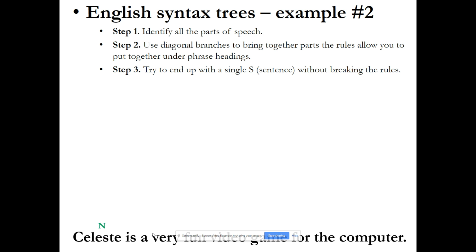So here we go. Celeste is a noun. Is is a transitive verb. I know that because a very fun video game is obviously, like, the video game's a noun, right? That a is a determiner. I can tell immediately there's going to be a noun phrase somewhere, right? Determiner a, right? Very is an adverb, right? Fun is an adjective. Video game, or video is a noun. Game is a noun, right? For is a preposition. The is a determiner, computer a noun.